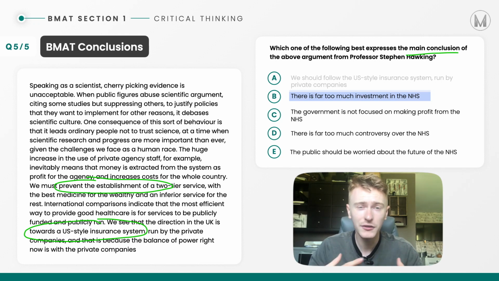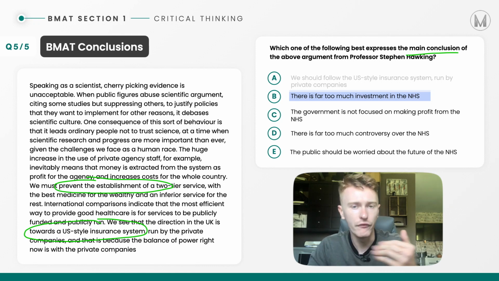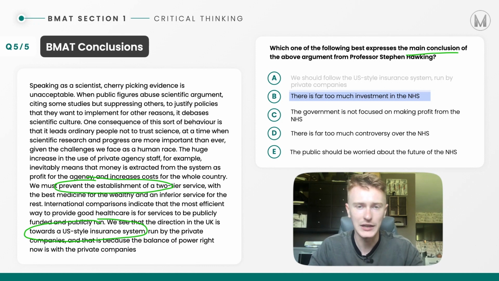And indeed, he doesn't really talk about investment at all. All he says is that private agencies are extracting that money from the service. So if anything, he's saying we need more investment, we need more funds to avoid this extraction damaging the NHS. So actually, that rules out answer option B.